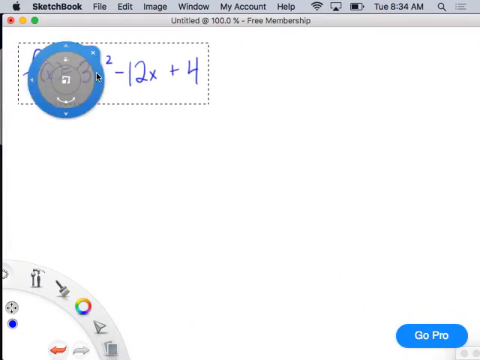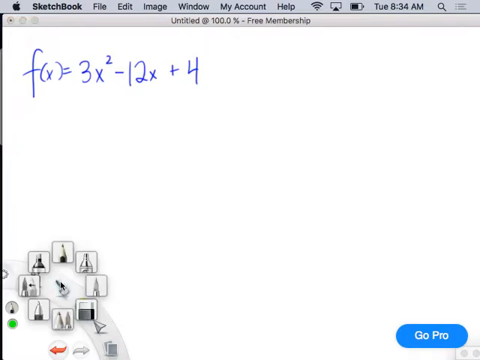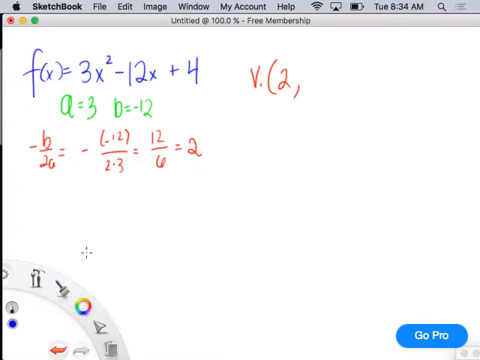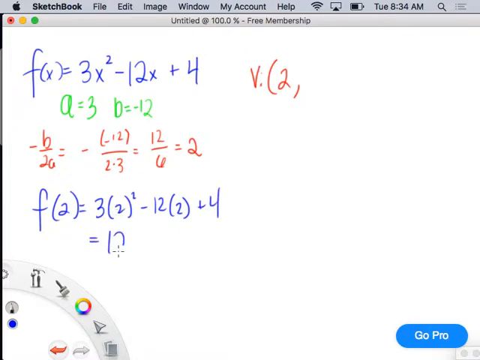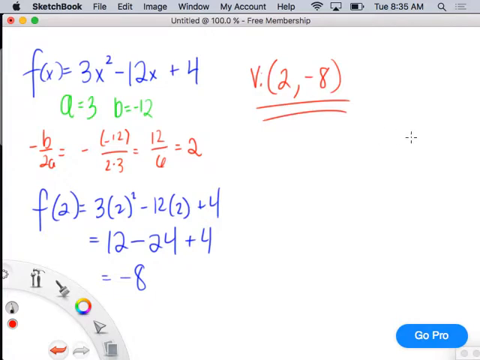Okay, let's do it. First thing, what's A? Class, what's A? A is equal to 3. And what's B? Negative 12. So I do negative B over 2A, which equals negative 12 over 2 times 3. Negative times a negative is a positive, so it's 12 over 6, or 2. So my vertex, the x component, is 2. Now what do I do with that 2? Plug it back in. So f of 2 equals 3 times 2 squared minus 12 times 2 plus 4. 2 squared is 4 times 3 is 12, minus 12 times 2 is 24, plus 4. 12 minus 24 is negative 12, plus 4 is negative 8. Final answer.